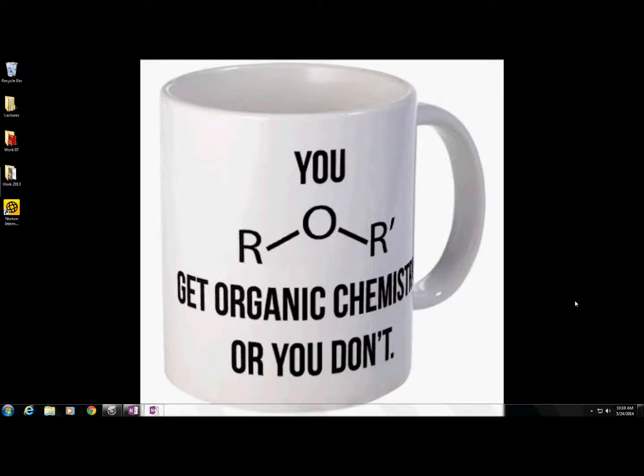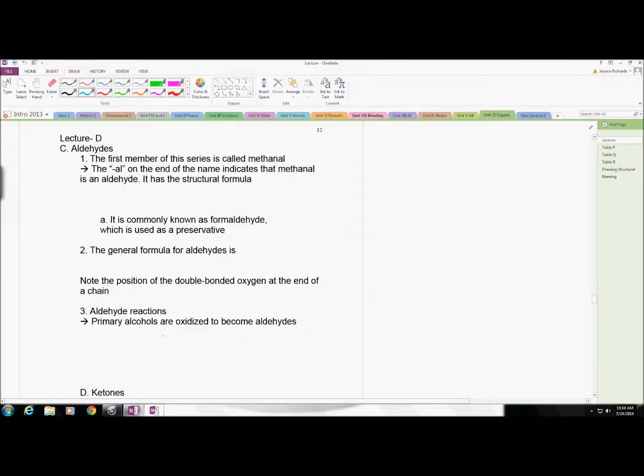This is lecture D for Unit 11, Organic Chem. We're going to continue talking about different substituted hydrocarbons. So we've moved on to aldehydes.